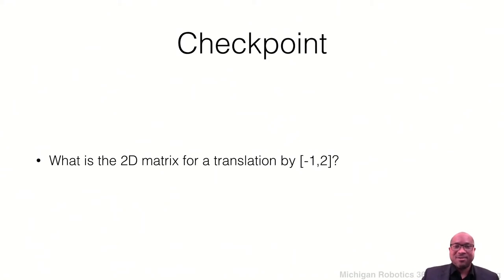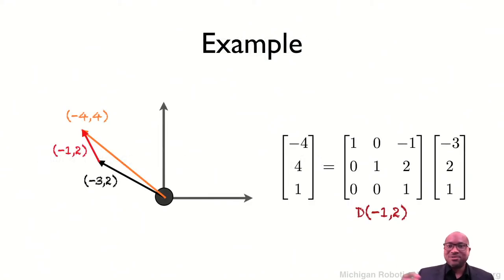So quickly, what's the 2D matrix for translation? I'm not going to give you any time to think about that. We're just moving on. It's simply for negative 1, 2, just plunking it right into the rightmost column. And so you note, if we have our vector negative 3, 2, we apply this matrix multiply, and we get the resulting vector negative 4, 4. And that works as it should.